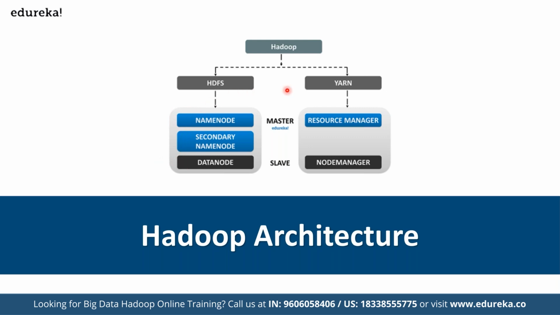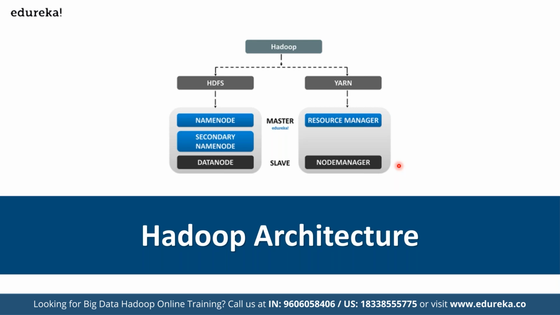Similar thing we have on the processing side, which is Yarn, Yet Another Resource Negotiator. In that, we have a master called resource manager on the Yarn side, and we have a node manager, which is a slave on the Yarn side. Now this data node and node manager sit on all the slave machines. The data node stores the data, node manager processes the data on that machine. Data nodes are controlled by name node. Node managers will be controlled by the resource manager. There will be only one master and multiple slaves. This is the basic architecture of Hadoop cluster.